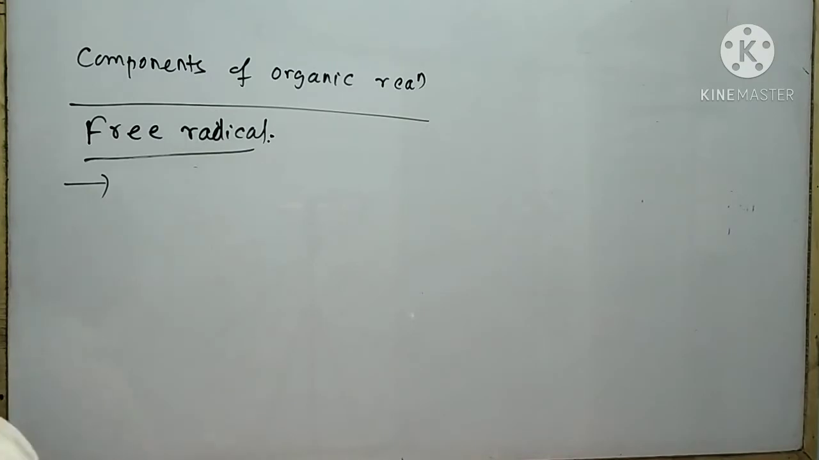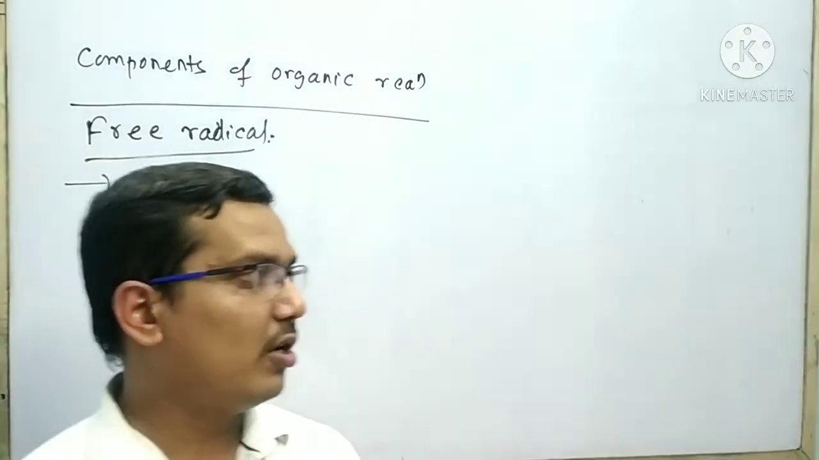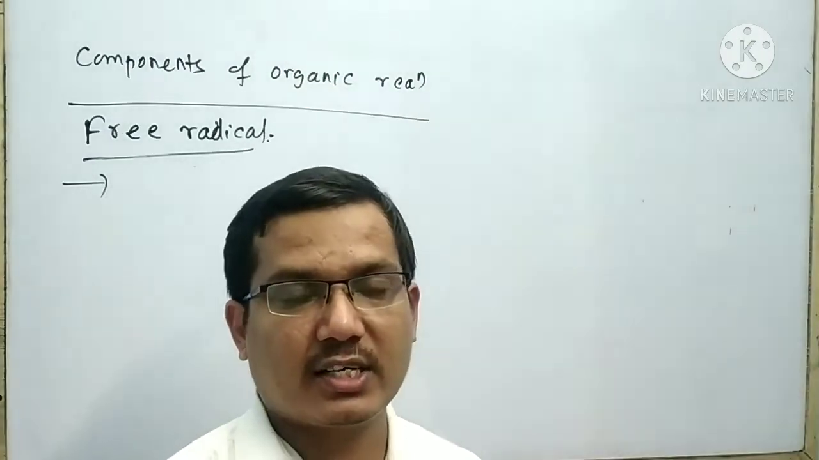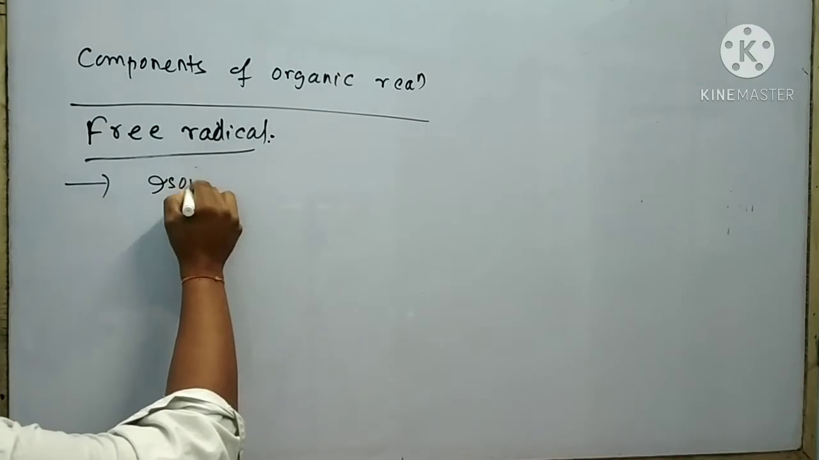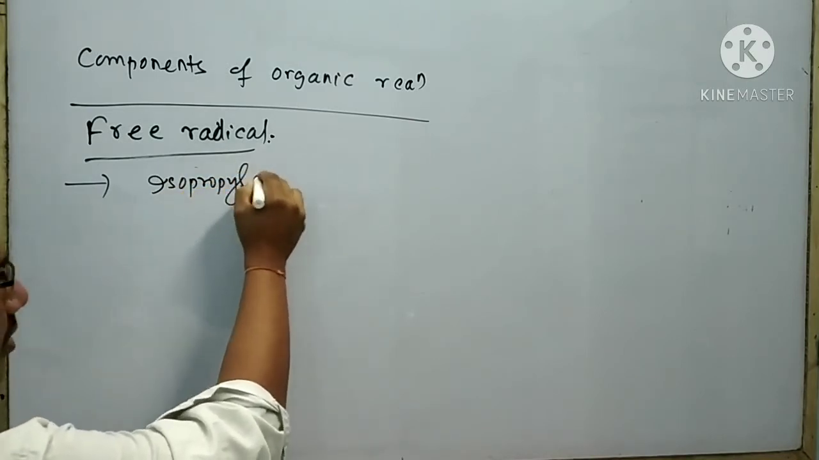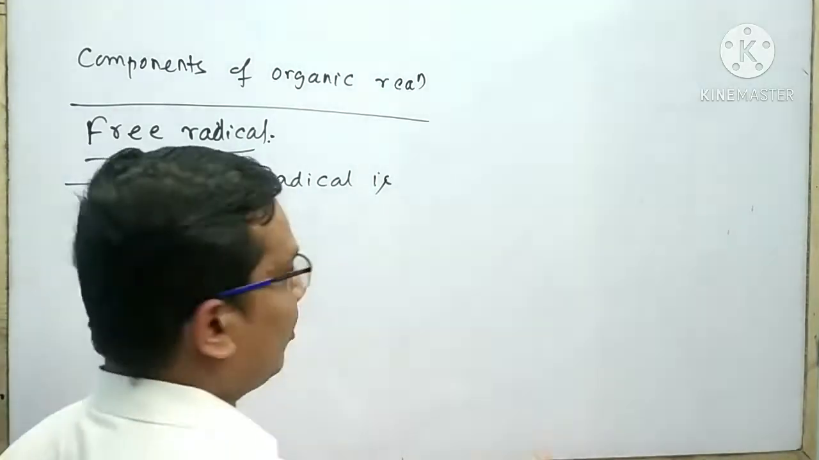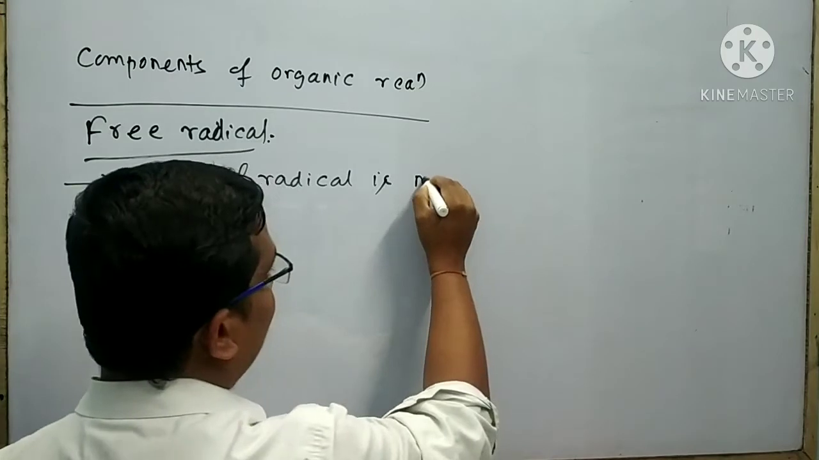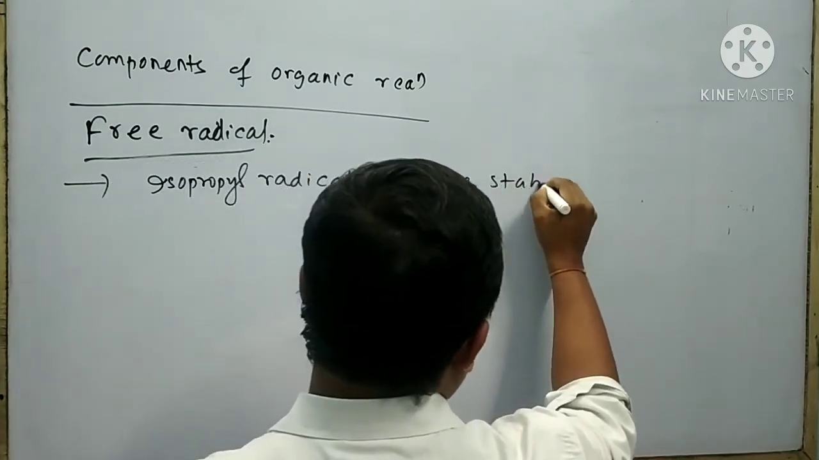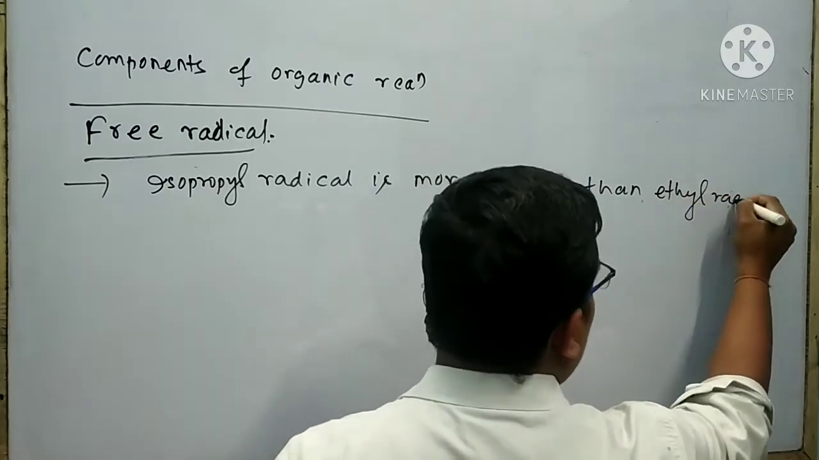Remember another important point: the more the number of hyperconjugated structures of a radical, the more is the stability of the radical. Take an example, isopropyl radical is more stable than ethyl radical. Isopropyl radical is more stable than ethyl radical.